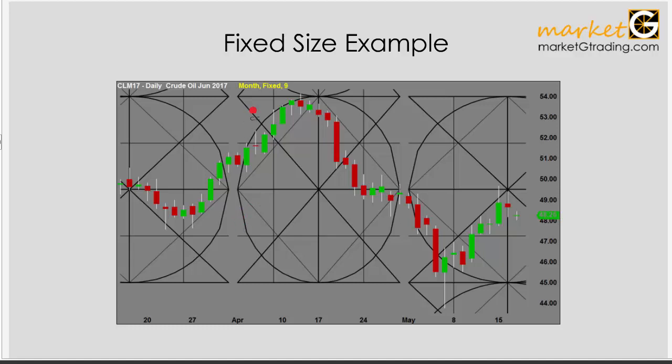Again, let's look at the top: month cycle, fixed price, and these are $9 squares. So from 45 here to 54 here. So this is a fixed $9 square, and we'll talk a little more about the logic of this later, but it's just an example of how it works.